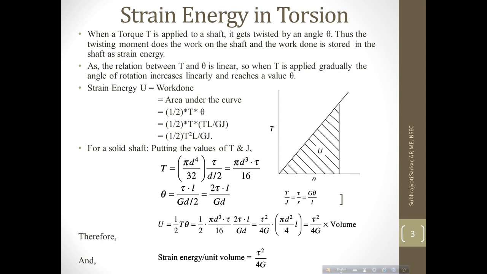So now the topic is strain energy in torsion. When we apply the torque T to a shaft, what happens? It gets twisted by an angle theta. Gradually, when you apply some load on a body, it gets displaced by some length, say del L. Due to that displacement or twist, some work is done on the shaft or on the body.